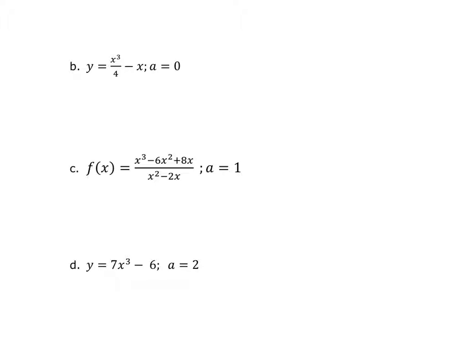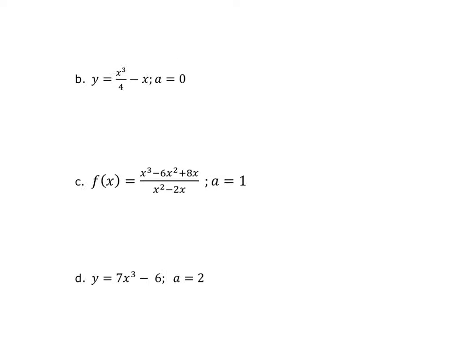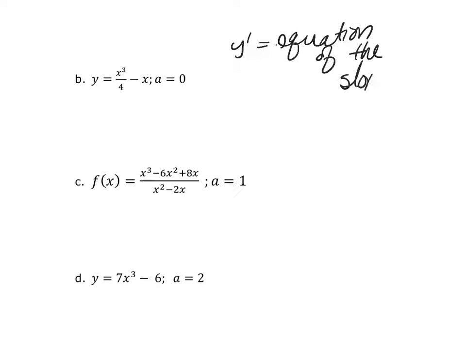We are asked to find the equation of the tangent line. The derivative gives us the slope; it doesn't give us the equation of the tangent line. So when you're doing the derivative, y prime is the equation of the slope. It's not the equation of the tangent line. It's the equation of the slope.